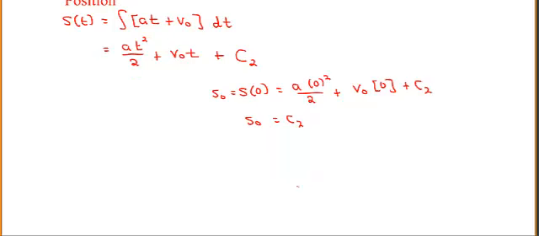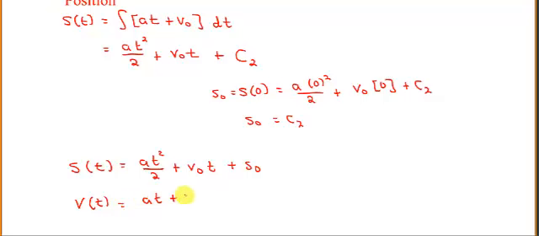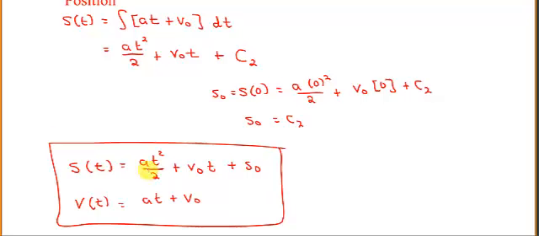And so now we can replace the c2 with s0, and we'll know the position function precisely. s of t is a t squared over 2 plus v0 t plus s0. That's our position function, and our velocity function from before was at plus v0. So if we have a constant acceleration of a, initial velocity of v0 and initial position of s0, our velocity function is at plus v0, and our position function is at squared over 2 plus v0t plus s0.